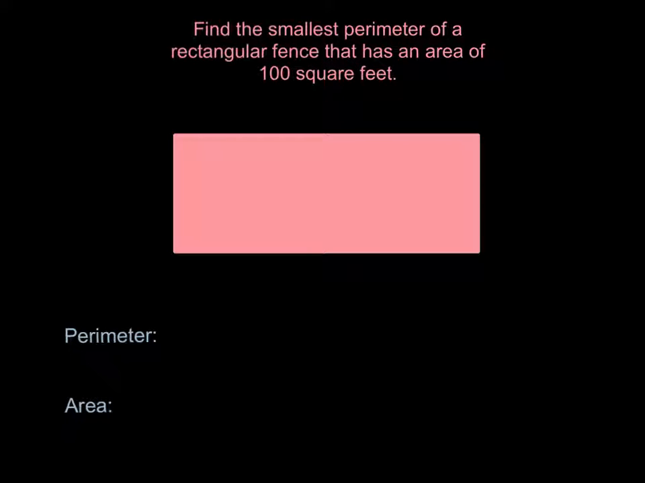So, we know that this rectangle we are constructing has an area of 100 square feet, which is right in here. But we need to find the smallest amount of fencing it takes to enclose the 100 square feet of grass on the inside. So, we need to construct two sides of length x and two of length y.